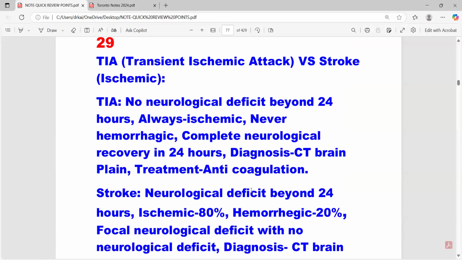TIA versus stroke. What are the main differences? TIA has no neurological deficit beyond 24 hours. So it just stays for a couple of hours. Always ischemic, never hemorrhagic, because hemorrhagic does not resolve. Complete neurological recovery in 24 hours. Then we go for a plain CT scan and usually start anticoagulation.